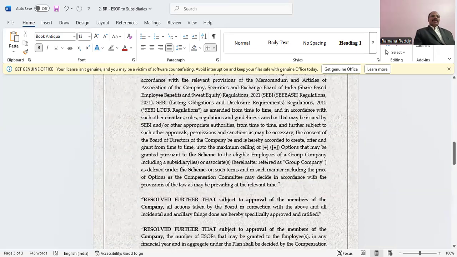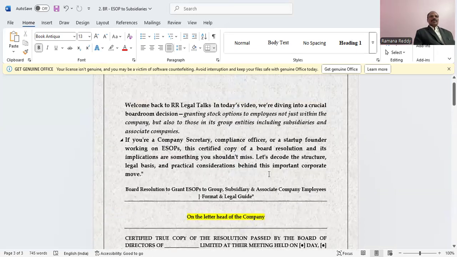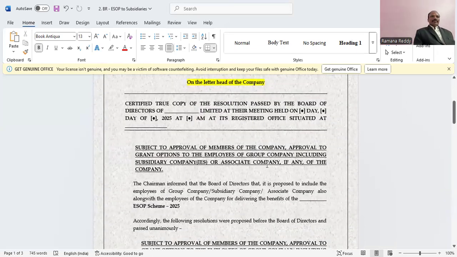So why we are discussing specifically this resolution is, when ESOPs are given to employees of the group companies, subsidiary company, or associate company, then a separate resolution by approval of the members is required. This is the resolution.